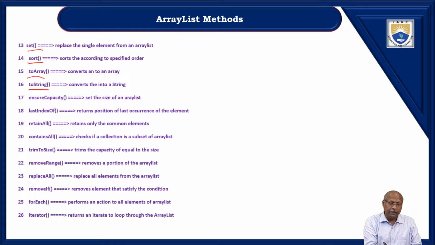You can convert the array list into a string also. You can check what is the size of the array list. It will ensure that the capacity of the array is this much. What is the last index of a particular element, because the same item you may store multiple times. Then what is the last index of the same item. So array list will allow you to store even duplicate elements also.